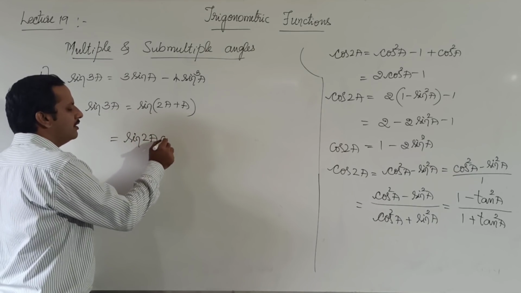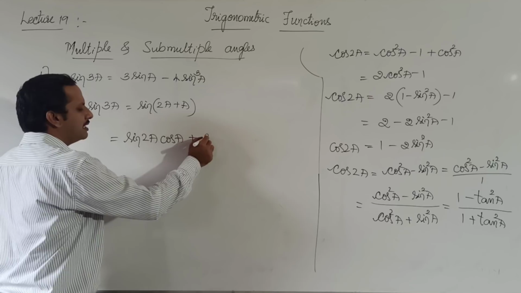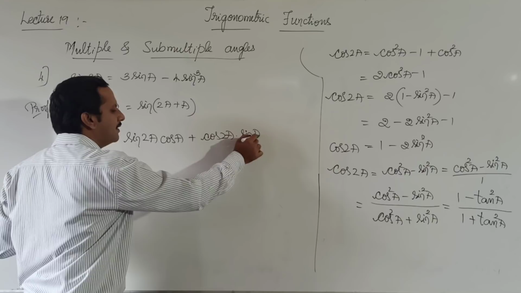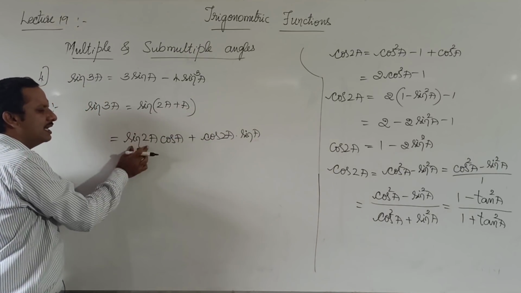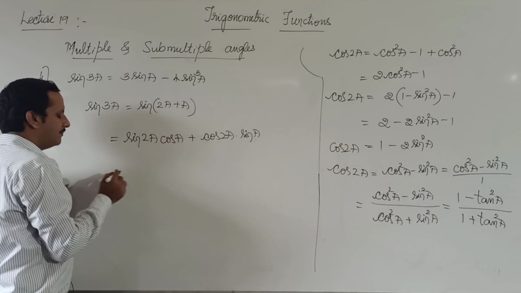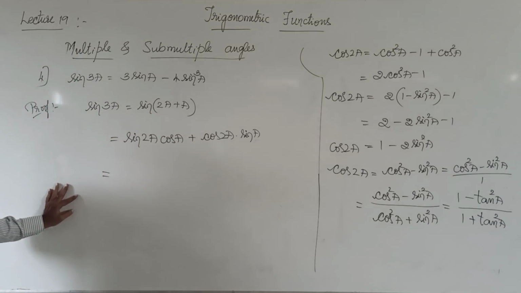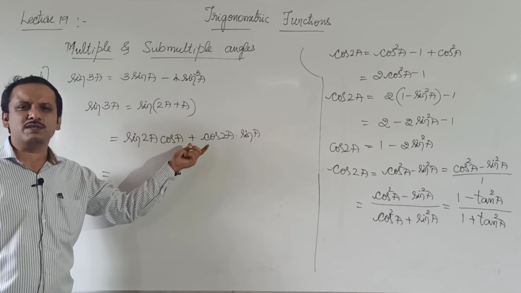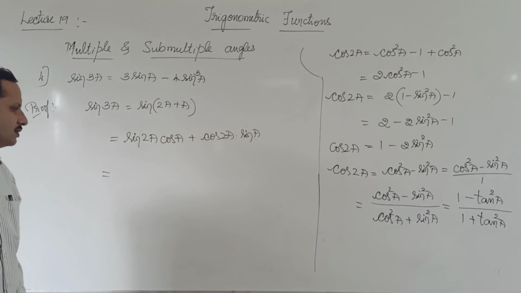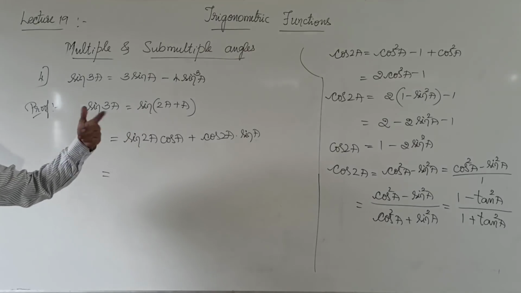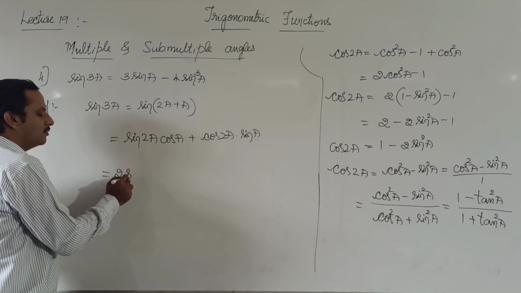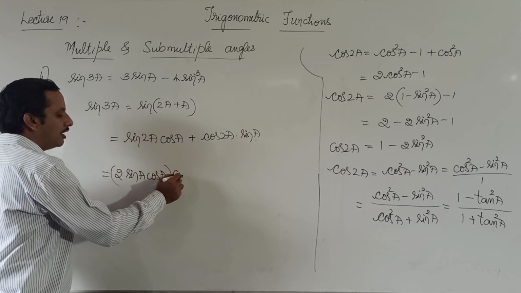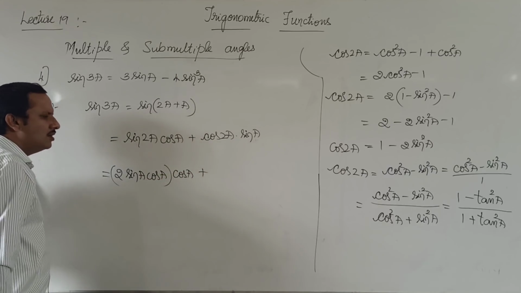Sin 2a into cos a, plus cos 2a into sin a. Sin(x + y) is equal to sin x cos y plus cos x sin y. In that way, that formula I am using. Now sin 2a, already we have proved that sin 2a is equal to 2 sin a cos a. That I will write, into cos a, plus cos 2a.